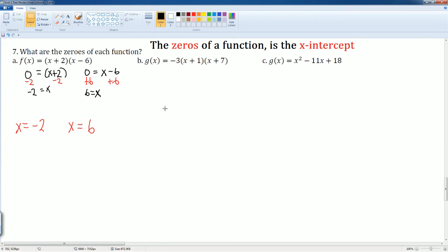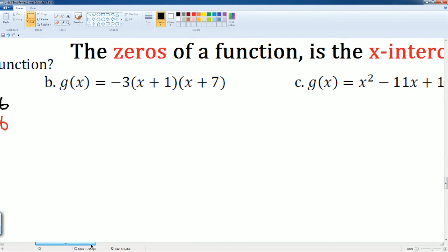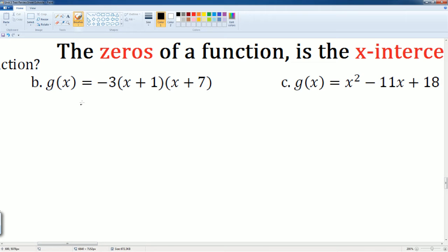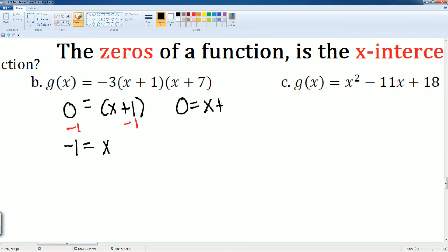So B, right? Let's do it algebraically first. All we are going to do is set it equal to 0. The first one is x plus 1, and we're going to subtract 1 from both sides. Now we get negative 1 equals x. The second, 0 is equal to x plus 7, so we subtract 7 from both sides. Now you get negative 7 equals x. These should be your zeros, also considered your solutions, because that is where it equals 0.